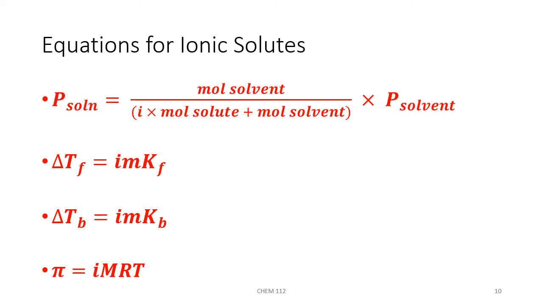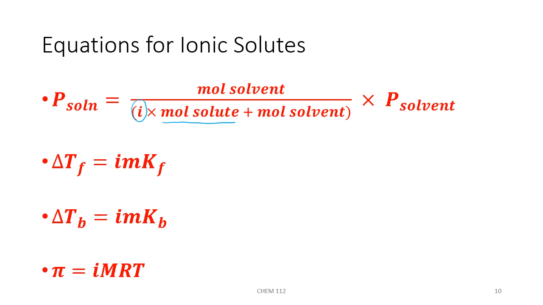Now let's see how we can modify all of our colligative property equations to take into account the I factor for a solute that is ionic. First, we have Raoult's law, which said the vapor pressure of the solution is equal to the mole fraction of the solvent times the vapor pressure of the pure solvent. In this case, the moles of solute is in the denominator, so we're going to multiply that moles of solute by the theoretical I factor. Unless we know the actual I factor, then we could use that as well.